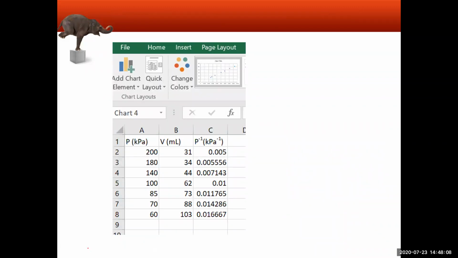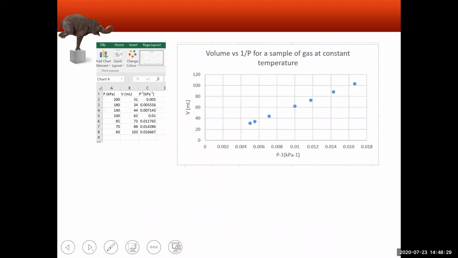So you can just dump that data into your Excel. I've just here added a p to the minus 1. Of course, anything to the minus 1 is 1 over it. So that's our 1 over p there. And we're going to take a graph. If I graph those values, you'll notice that my axes are V and P to the minus 1. Of course, if P is in kilopascals, P to the minus 1 will be in kilopascals to the minus 1.